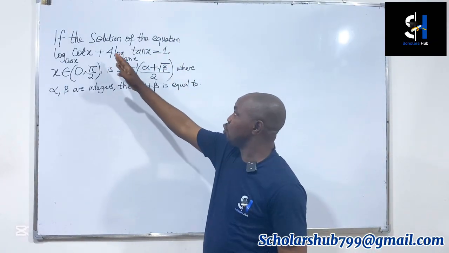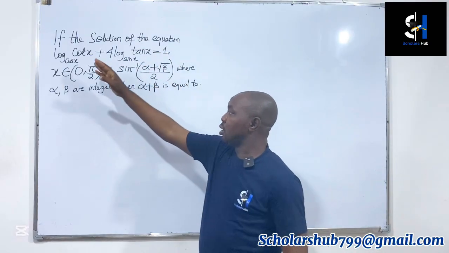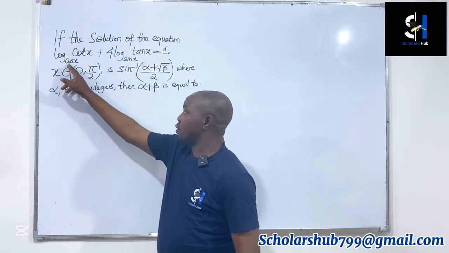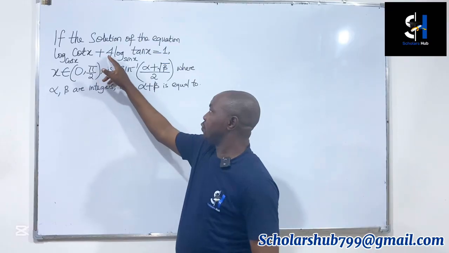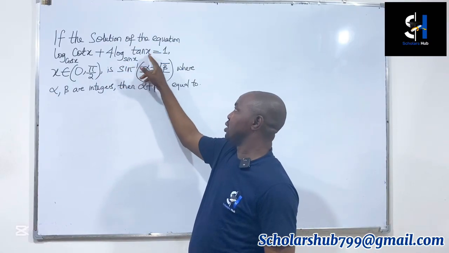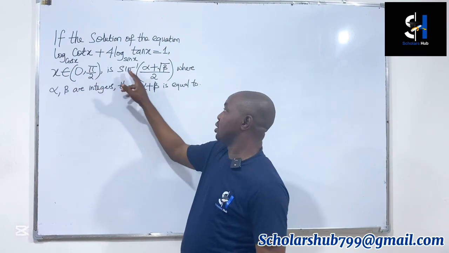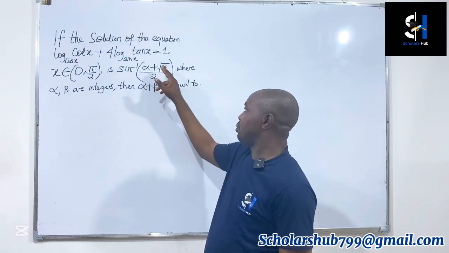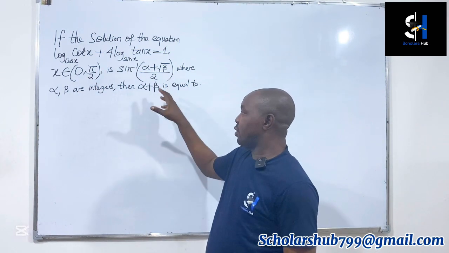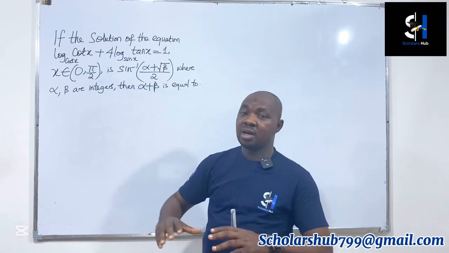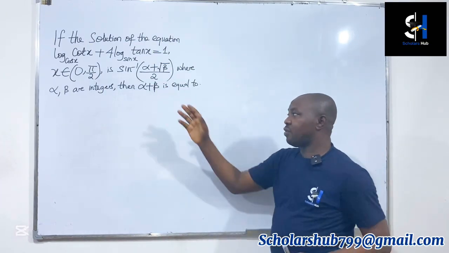What is important first is for us to understand the question. We have: if the solution of the equation log to base cos x of cot x plus 4 log to base sin x of tan x equals 1, where x is in this interval, is inverse sine of (alpha plus root beta) over 2, where alpha and beta are integers, then find alpha plus beta.